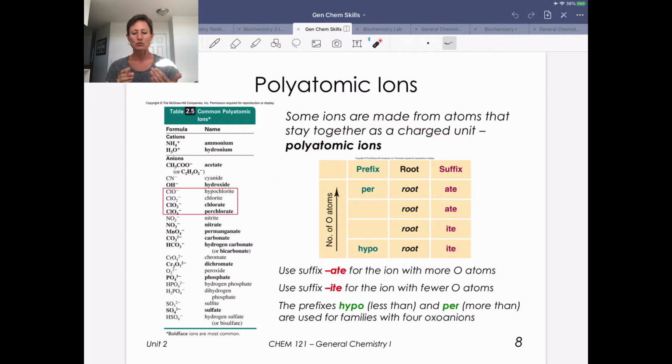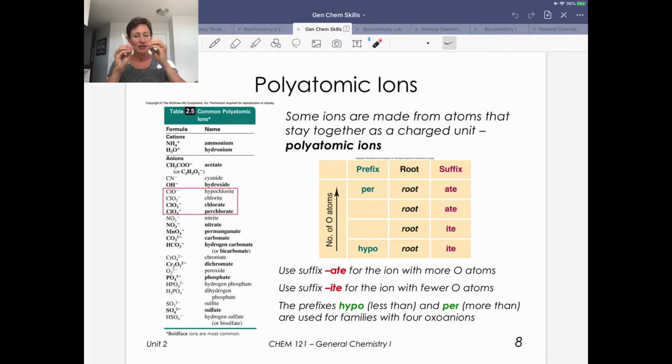It's just a way to help us remember that to name them, we're going to have whatever this root is, and the root is going to be chlor. So this is going to be a chlor sort of ion. And then the suffix is going to be telling us the number of oxygen atoms that we have with it. I should say it's the prefix plus the suffix. So let's run through this here. When we have the fewest number of oxygen atoms, we only have one oxygen atom, so it's ClO-. We're going to have the prefix hypo, meaning less than or underneath, and then ITE. So hypochlorite is ClO-.